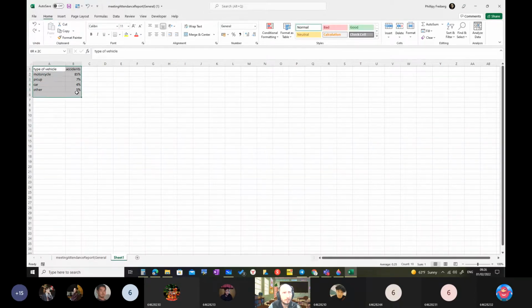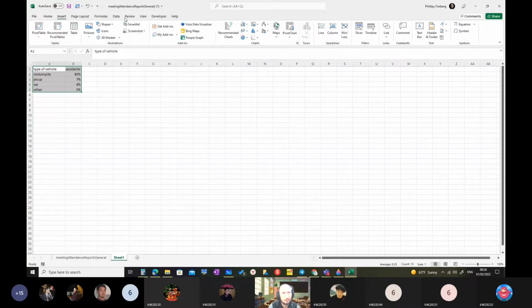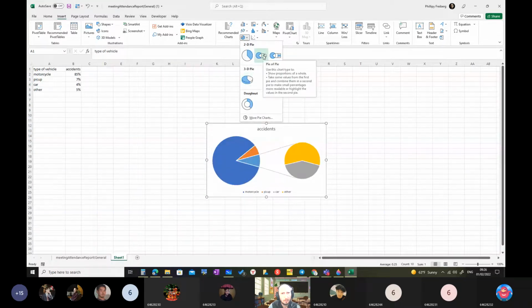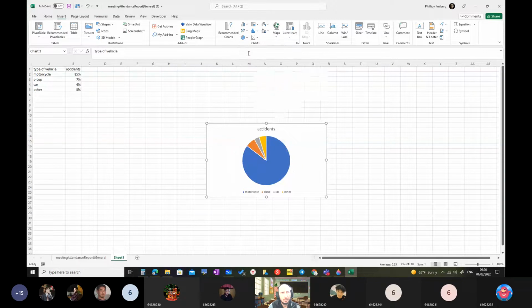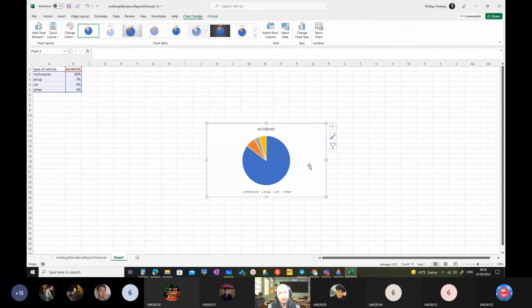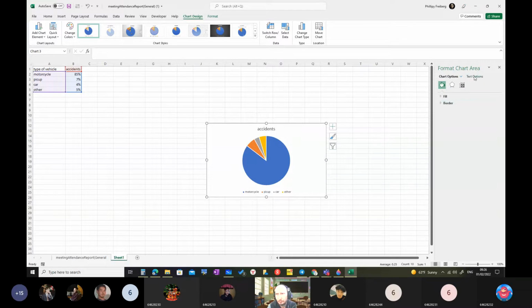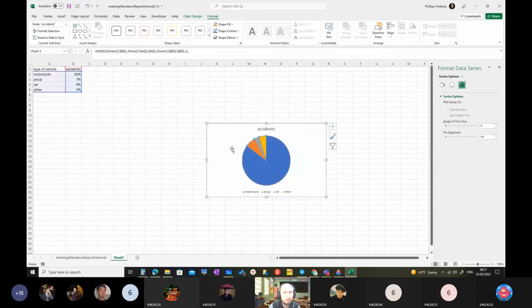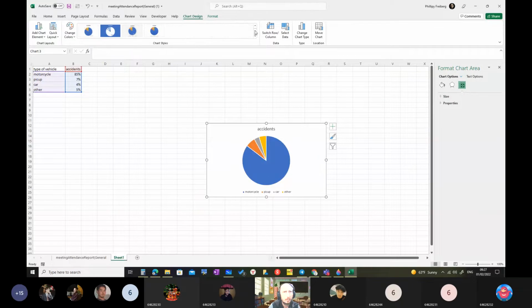Of course, you need to select the data. If you don't select the data, the computer doesn't understand what you're trying to do. You can do it 3D. You can do it like this, any way you want. And then you can work out what colors you want, what borders, text options. You can do arrows. You can do it like this.